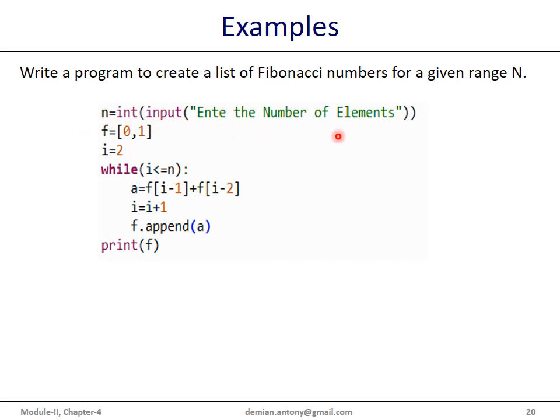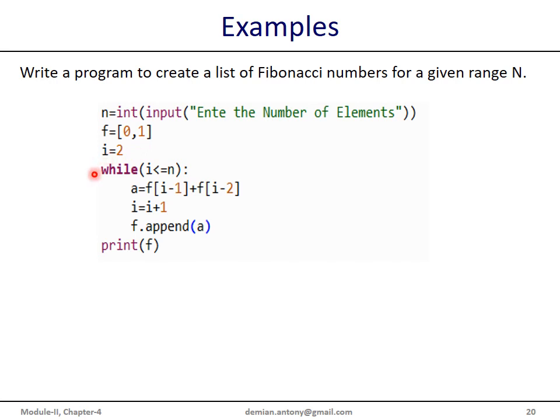We read the range, the number of elements to be displayed, and we create a list called f, Fibonacci number, to hold the Fibonacci numbers. And right now I have initialized two Fibonacci numbers. Let us start from 0. Even you can start from 1, 1, no problem. And I is a counter which holds the number of elements that are present in the list f. Right now we have 2, 0 and 1.